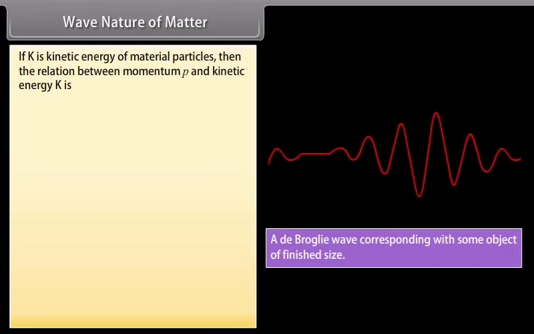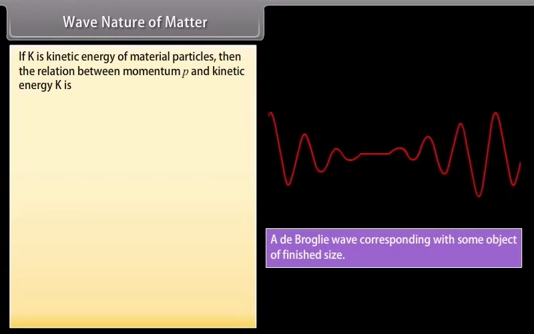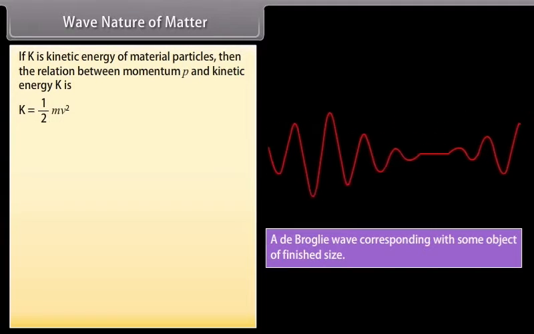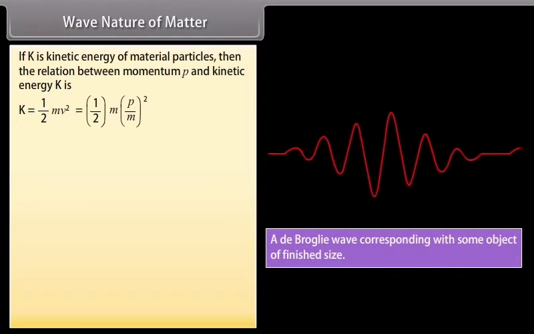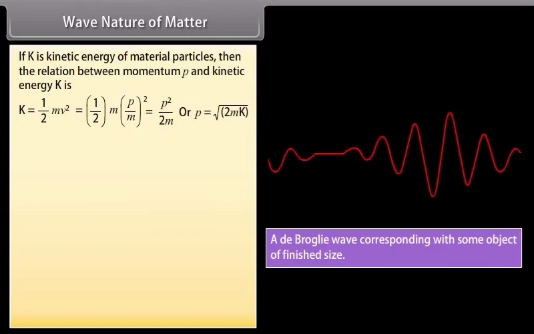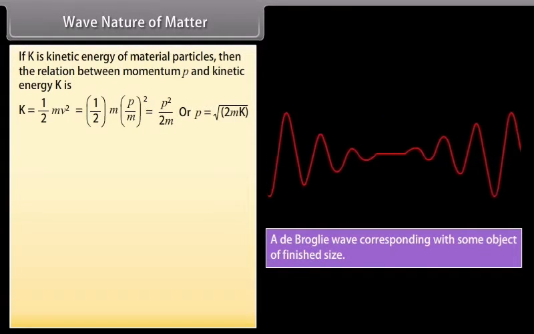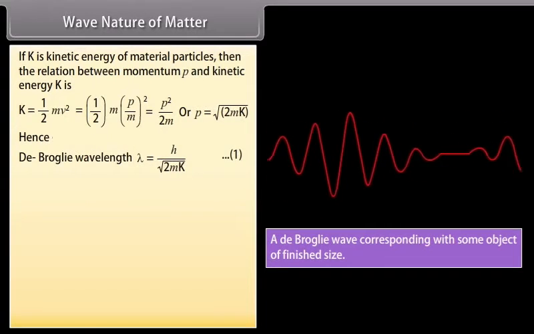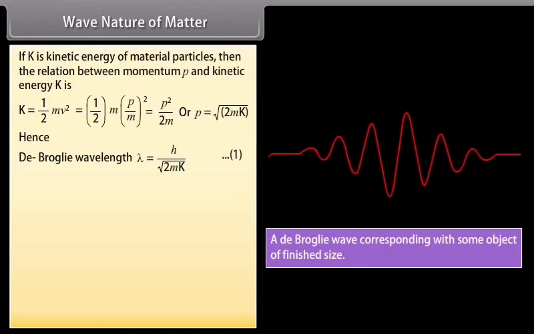If k is the kinetic energy of material particles, then the relation between momentum p and kinetic energy k is k equals 1 by 2 mv square, which equals 1 by 2 into m into (p by m) square, which equals p square by 2m, or p as square root of 2mk. Hence, the de Broglie wavelength lambda equals h by square root of 2mk. Name it as 1.